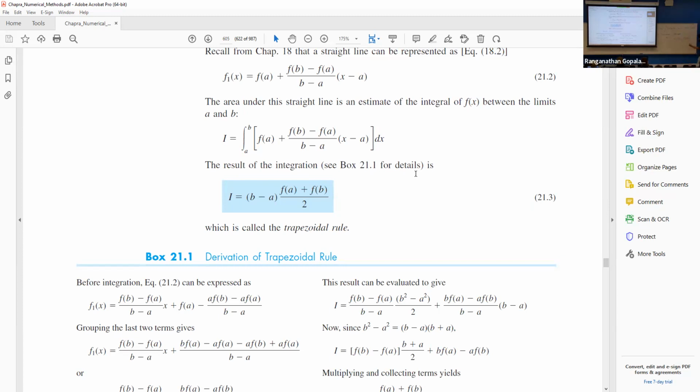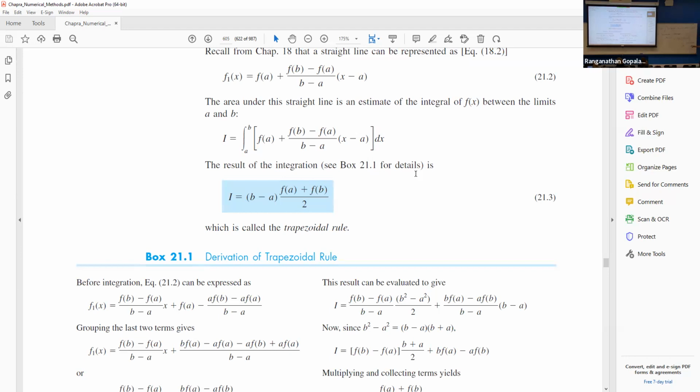In our case, a is 0, b is pi over 2, and the function f of x being 6 plus 3 cos x. I know this is a very simple example, but it's just for you to get that practice. If you think it's too easy for you, there are many more difficult problems that you can try later.